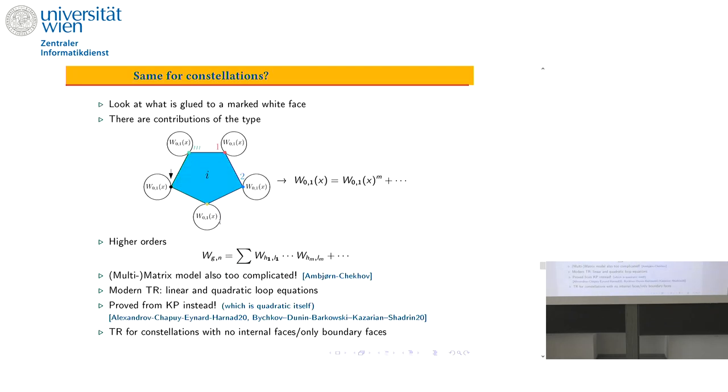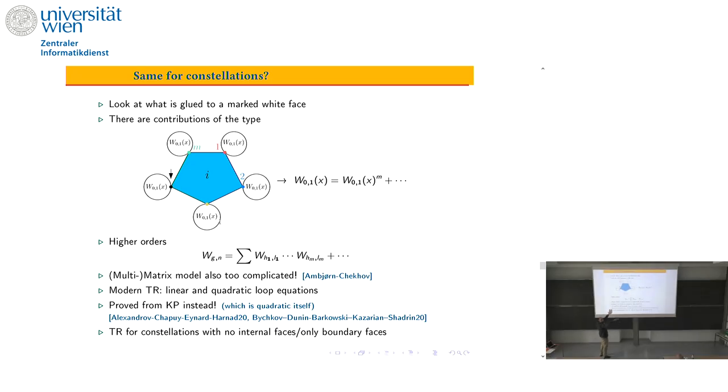So does it work in the same way for constellations? Obviously not. So you're going to look at what happens around a marked white face with the arrow marking the white corner. And on the right of that corner, you have a blue polygon. Okay, so you look at whatever that's glued around that blue polygon. And you can have contributions like those, where the M or M plus one contributions are disconnected.